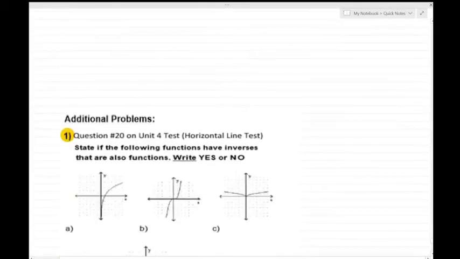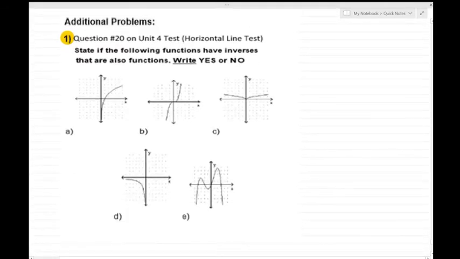Okay, so we have some additional problems, and this one comes from unit test 4. It says, state if the following functions have inverses that are also functions. So pretty much, do they pass the horizontal line test? If you draw a horizontal line through here, well, it passes. This one is hard to see, but the answer is yes. It doesn't touch the graph, and the graph is right here.